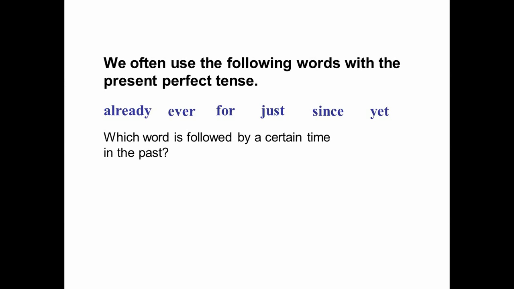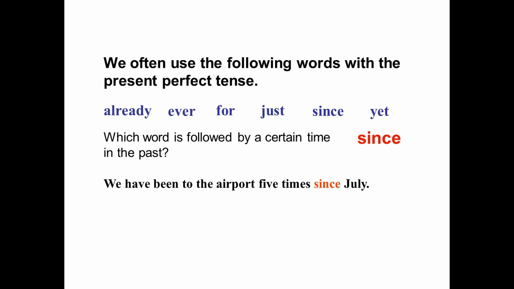Now let's guess. Which word is followed by a certain time in the past? Excellent. It's since. For example, we have been to the airport 5 times since July. July here is a certain time in the past, so I use since. I haven't seen Helen since last summer.